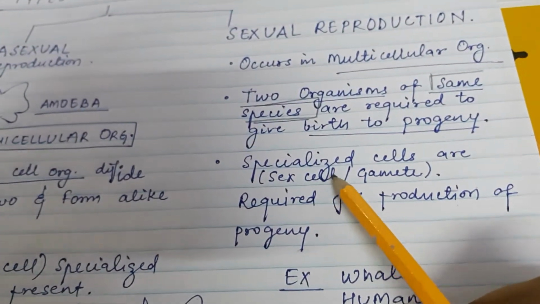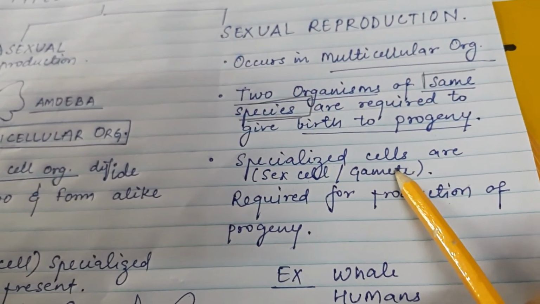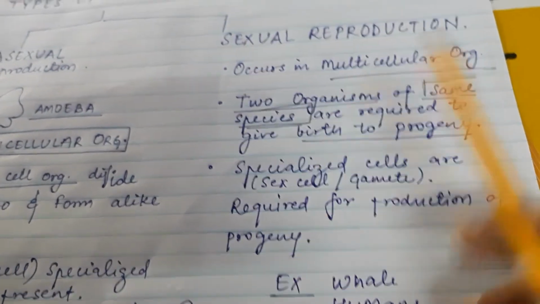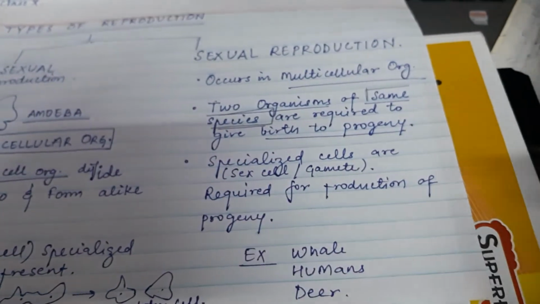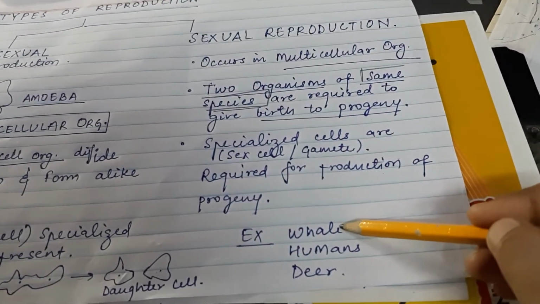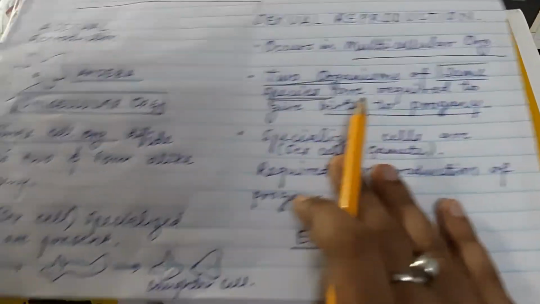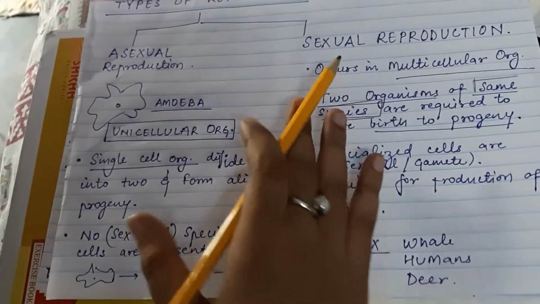Here, specialized cells, which are known as sex cells or gametes, are required for the production of progeny. And the examples of sexual reproduction are whales, humans, deer, and so on. Now, let's have a comparison of both.